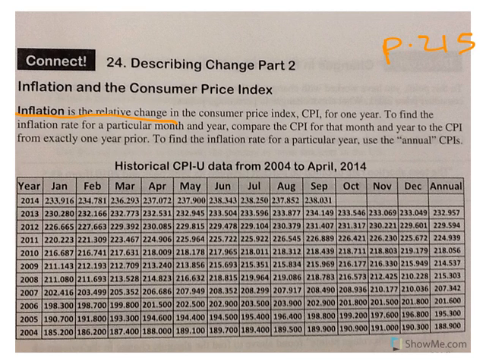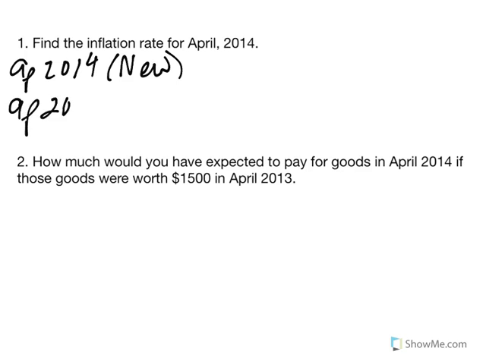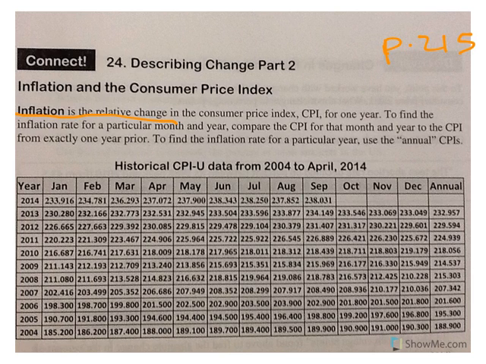So we are going to start with the inflation rate for April of 2014. Well, if we're doing it that way, then April of 2014 would be considered our new value, and exactly 1 year prior, which is April of 2013, would be considered our old value. So when you look at your table, April 2014, there's our new, 2013 is our old.